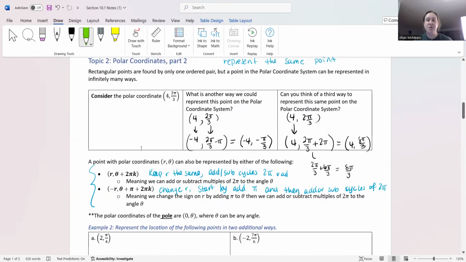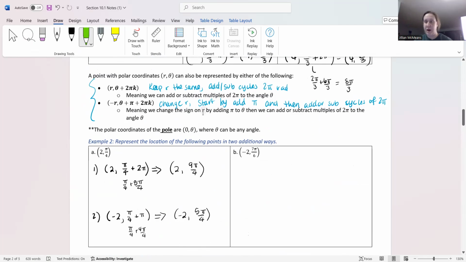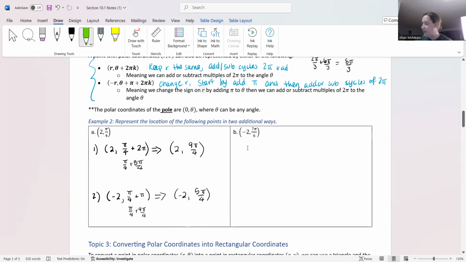Okay, now let's do part B. And in part B, we won't play around. We'll just trust the system. Okay, so for part B, we have the point -2 comma 7 pi over 6. So for this one, let's keep the -2. And this time, just for fun, let's subtract 2 pi. So we're going to take 7 pi over 6 and we're going to subtract 2 pi.